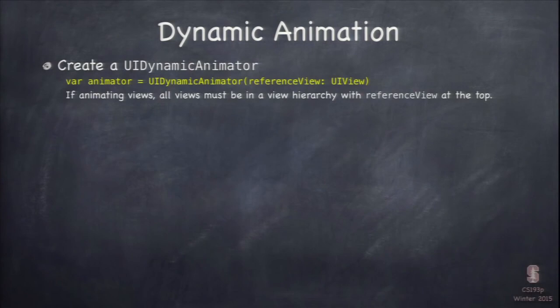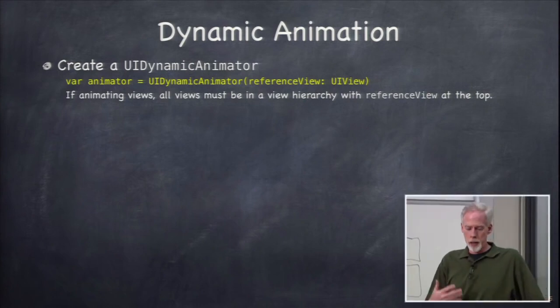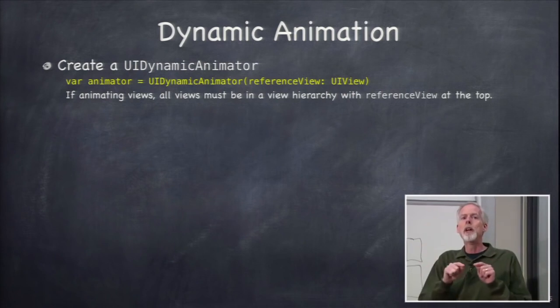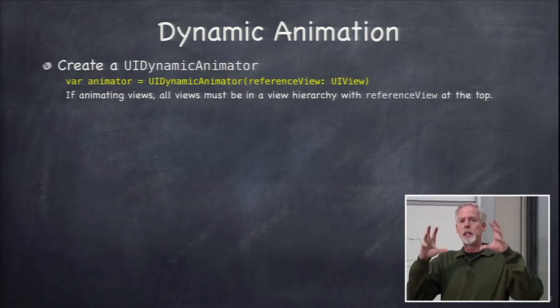The first step is you need to create a UIDynamicAnimator. And the dynamic animators I'm only going to talk about are ones that animate views. You can actually use an animator to animate arbitrary things, not even graphical things. But we're only going to talk about animating views. So when we create a dynamic animator that animates views, we have to specify the top level UIView, the view at the top of the view hierarchy where animations are occurring.